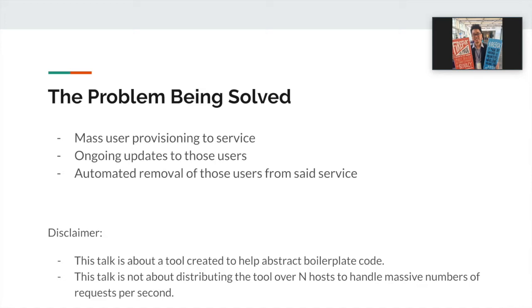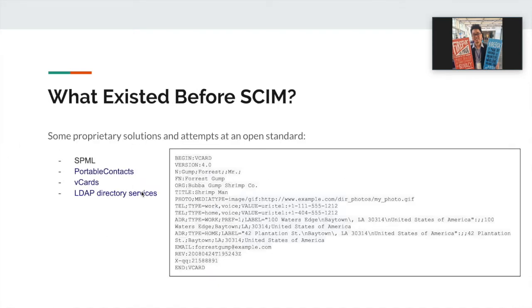to address this issue. Just to be clear, this talk is about a bunch of code that is written to abstract away boilerplate code within the Django ecosystem. This is not about how to parallelize the provisioning of a set of users across a set of machines in your application. So that would be a cool talk. This just happens to not be that talk.